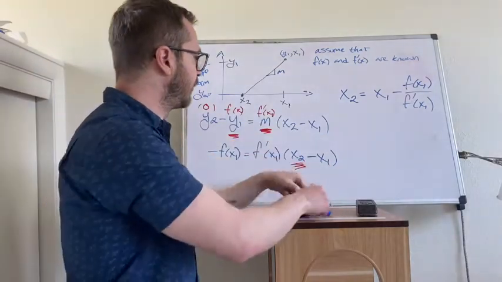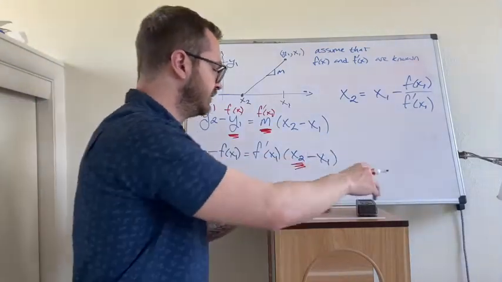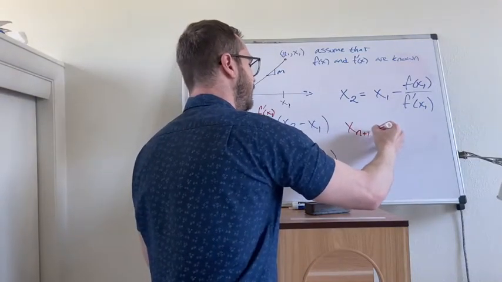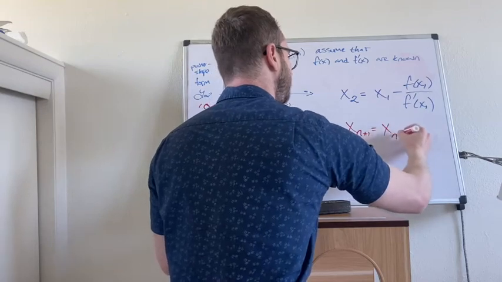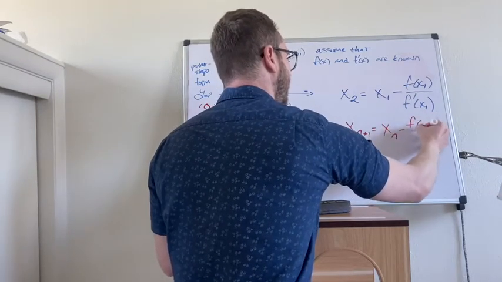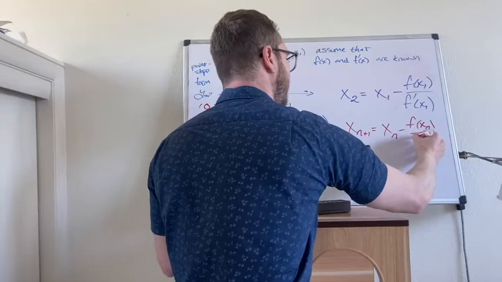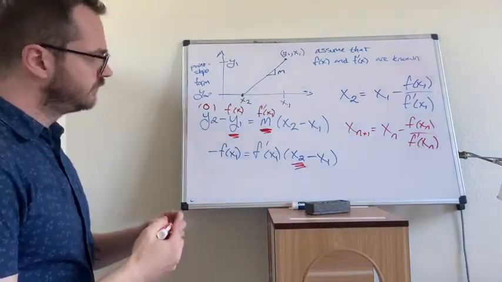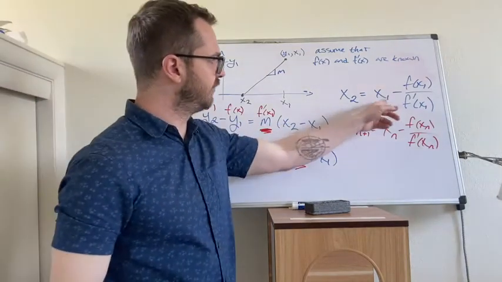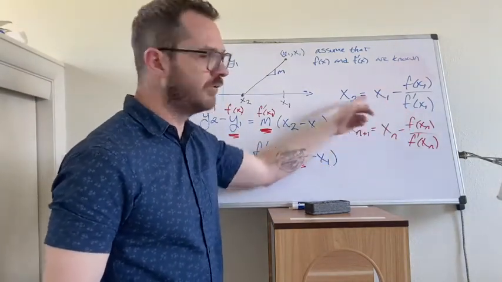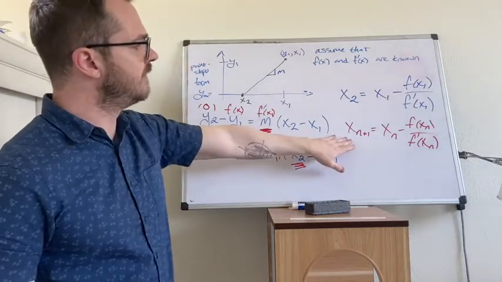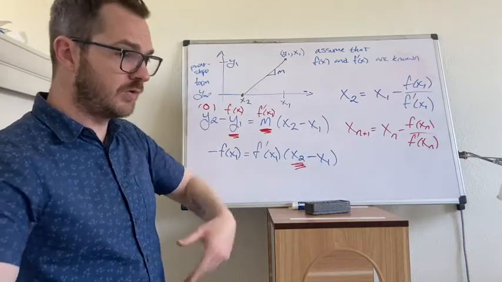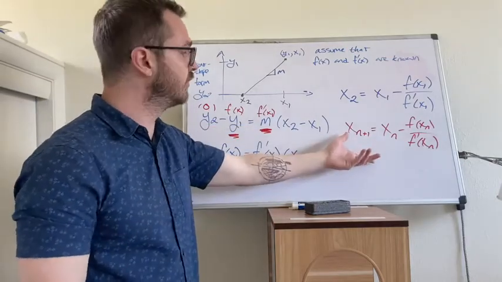We could also write this as more of a general iteration. Let's say that xn plus 1 equals xn minus f of xn divided by f prime of xn. So now it's not just 1s and 2s, it could be 1 to 2, 2 to 3, 3 to 4, etc. This is your update. This is the critical step in your Newton-Raphson algorithm. This is what is going to go inside of your loop. This is going to be your looping part.